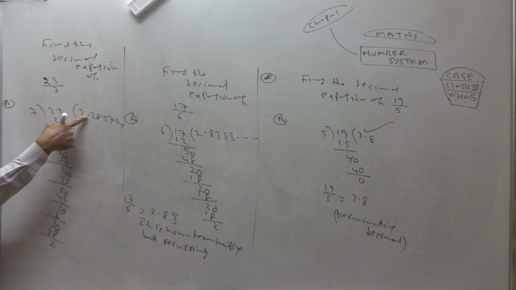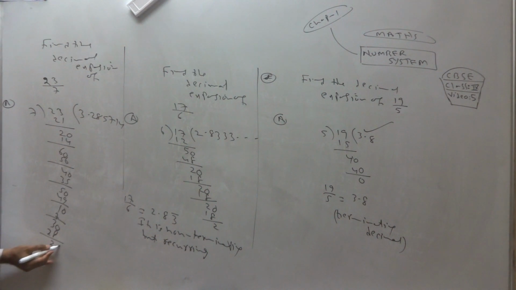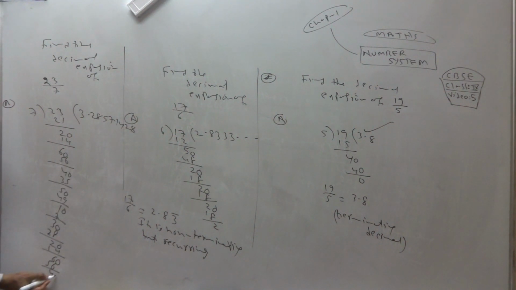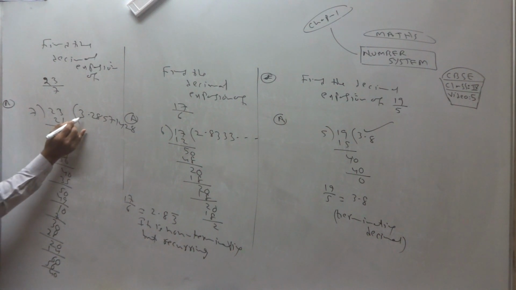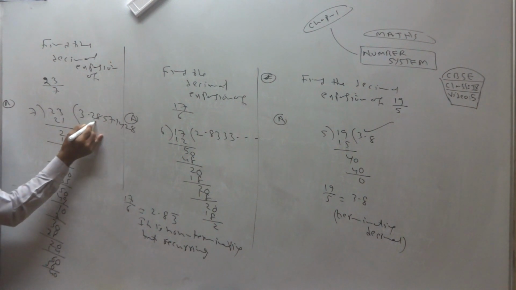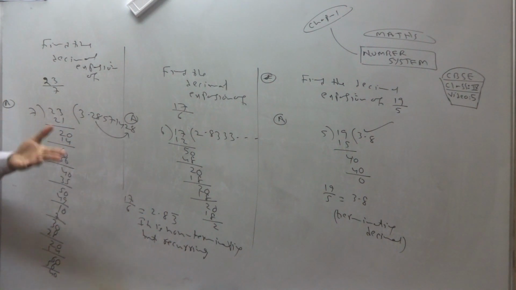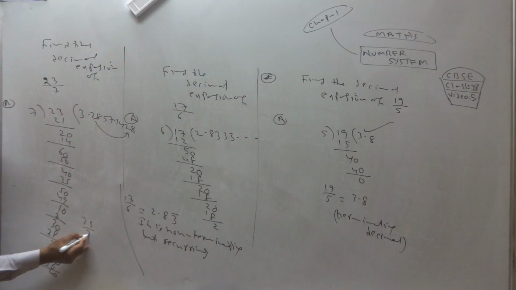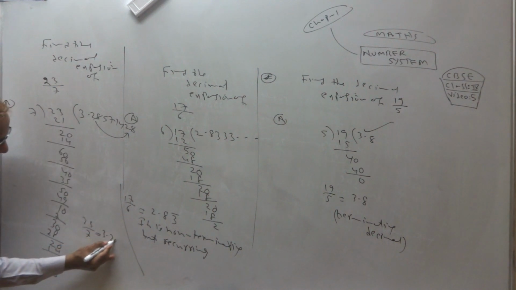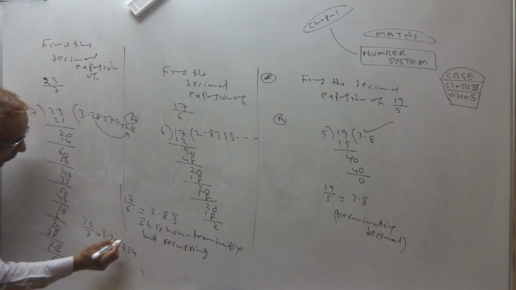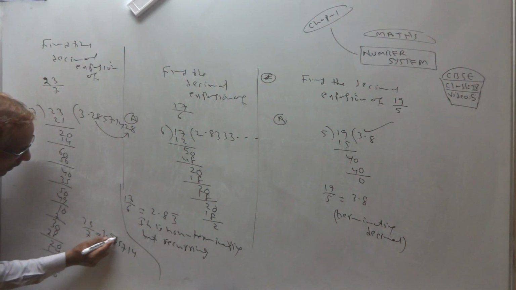7 4s are 28, 2 left. Decimal is already there. Once you have taken it, you can always take decimal 0. 7 2s are 14, 6 left. 7 8s are 56, 4 left. So you see that 3.285714, again 28 is repeated. So it will repeat then. So what is the answer you will get? 23 by 7 is equal to 3.285714. See, we put a bar.